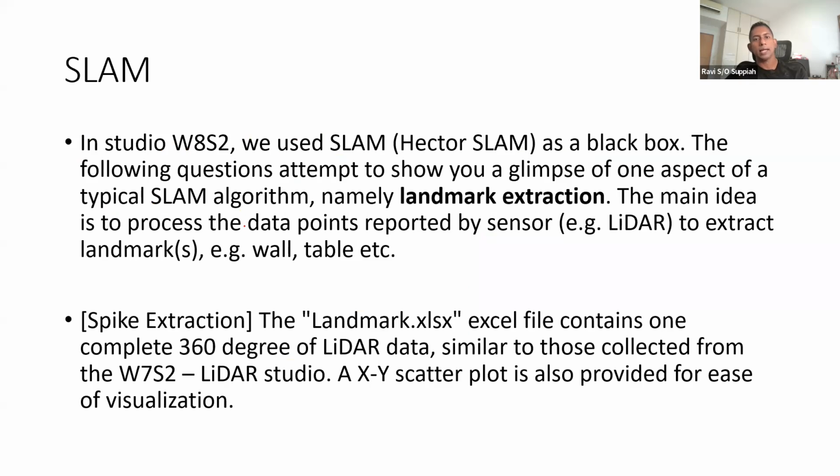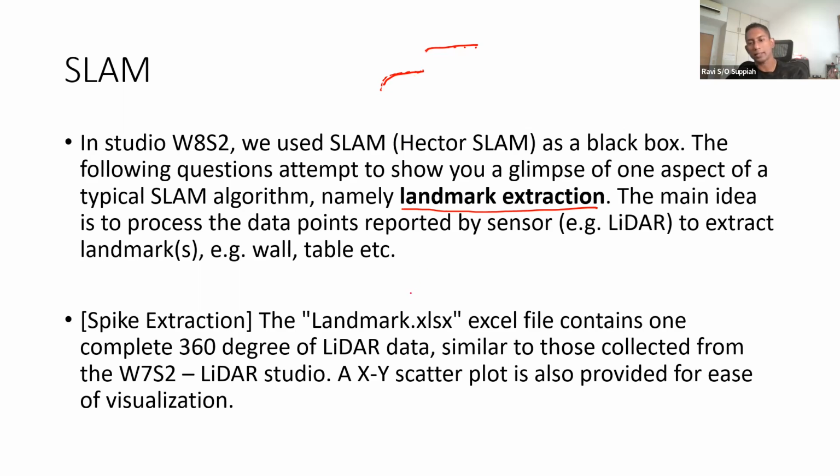In the SLAM algorithm, one of the things you want to do is called landmark extraction. The main idea is to process data points to extract landmarks. So what exactly is a landmark? When I am extracting the data, I get a lot of points, but then suddenly there's a significant jump from one place to another, which tells me there is a difference. It's not the same object; it's a different object or a different landmark.